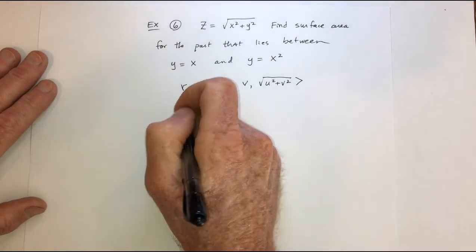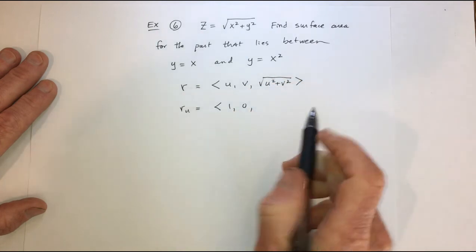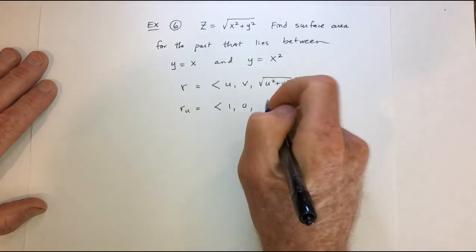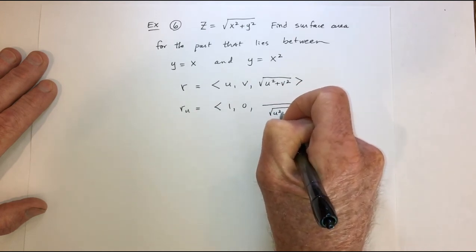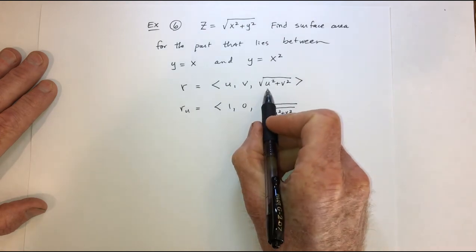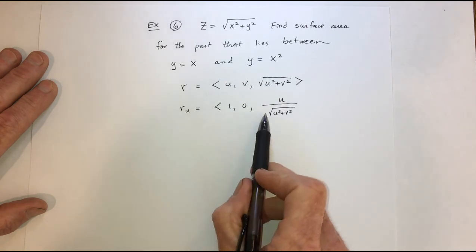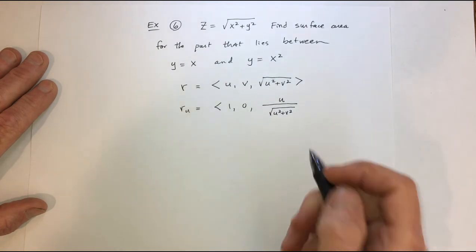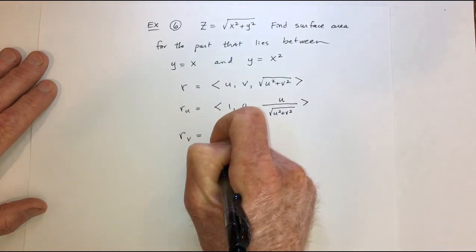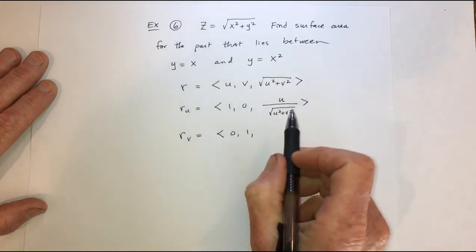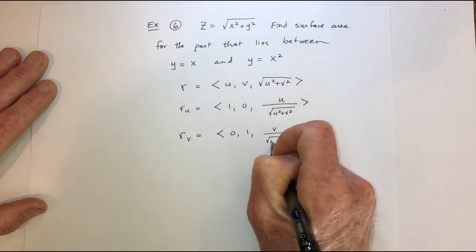And then we need the derivative with respect to u. So that would be 1, 0. And then take the derivative of this square root function, which will be 1 over 2 times the square root. And then because of the chain rule, take the derivative of the inside, which is going to be 2 times u. The 2 that would have been down there and the 2 right there can cancel each other out. The derivative with respect to v would be 0, 1, and then it would look very similar to this, except it would have v on top and then the square root on the bottom.